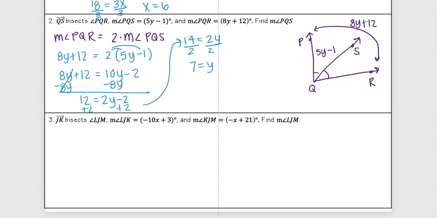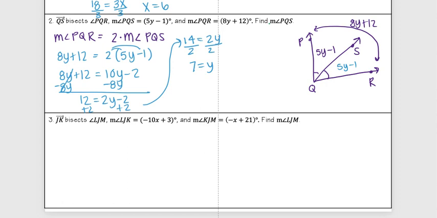Another way that you could have thought about this is that since these two are congruent, that means that this other angle is also going to be equal to 5y minus 1. So instead of doing 2 times this, I could have done 5y minus 1 plus 5y minus 1. Well, when you add those together, you still get 10y minus 2. So either way works. And that's really similar to what we did for the midpoint.